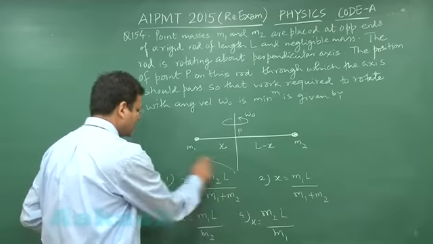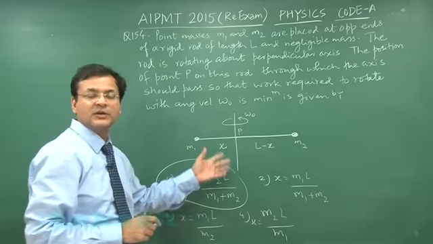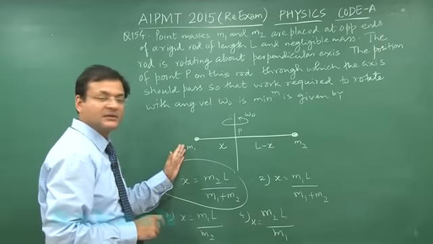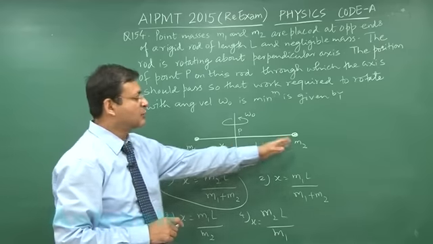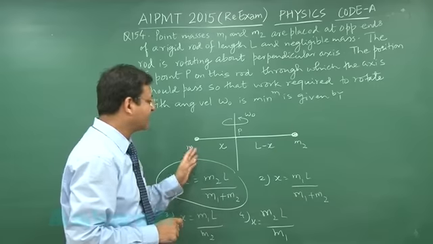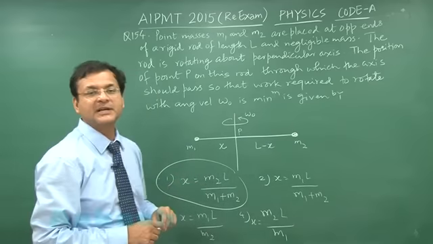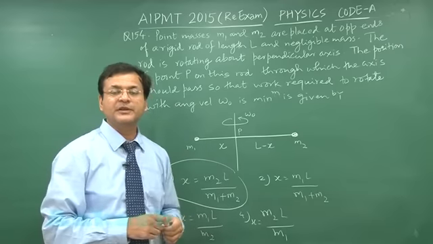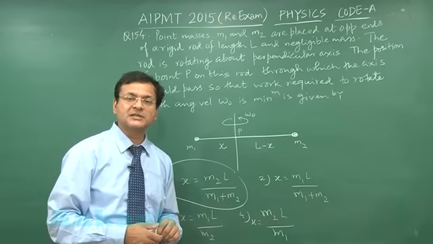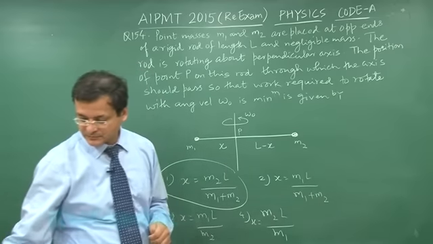This is the expression of center of mass when you are using the formula m1x1, that is 0, plus m2x2, that is m2 into L, divided by m1 plus m2. This is the expression of center of mass. So this will be the correct expression for this question 154. Switch over to next question, that is 155.